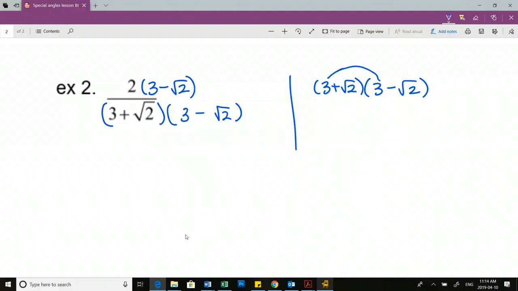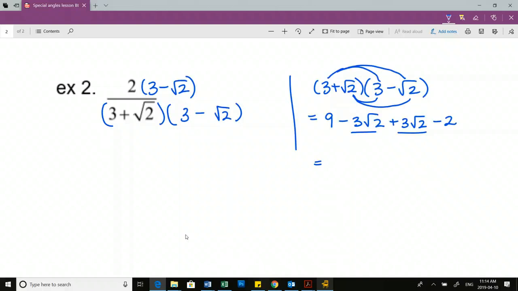So what happens is I do 3 times 3, and it gives me 9. Then I do 3 times negative root 2, and it gives me negative 3 root 2. Then 3 times positive root 2 gives me positive 3 root 2. And positive root 2 times negative root 2 gives me negative root 4, and the square root of 4 is 2. The negative 3 root 2 and the positive 3 root 2 cancel, so I now don't have any roots left. I actually just get 9 minus 2, which simplifies to 7.